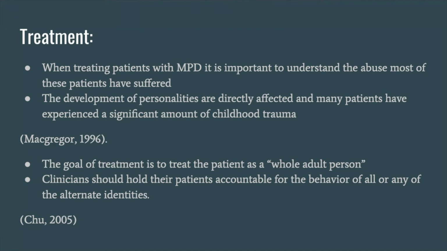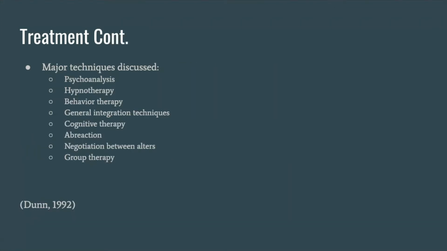But some of these individuals may have alternate personalities that are children, but still overall treating them as an adult person and holding the patients accountable for the behavior of all of their identities is definitely important to discuss before we talk about the different techniques of treatment. But these are the major techniques that I saw discussed.